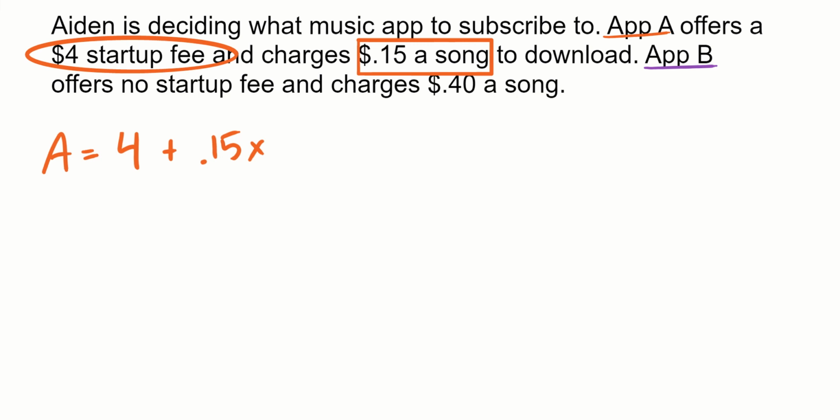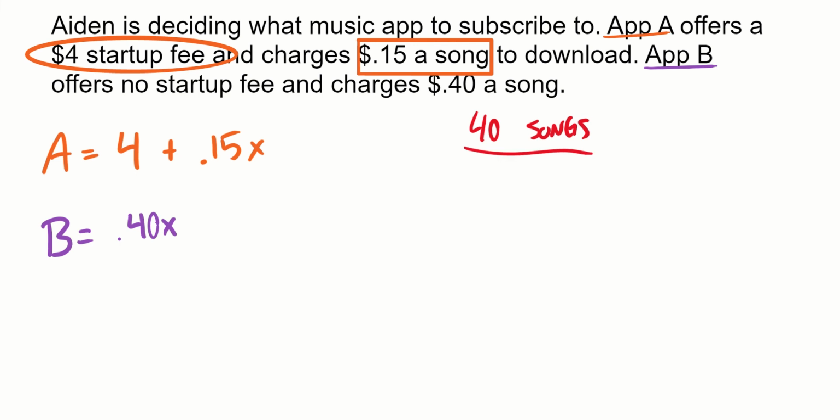App B offers no startup fee and is 40 cents a song. 40 cents a song, 40 or 0.4. I'll do 0.40 just because we're dealing with money. Okay, so we're going to figure out what is the better deal here. Let's say that Aiden wants to download 40 songs. What would be the better deal?